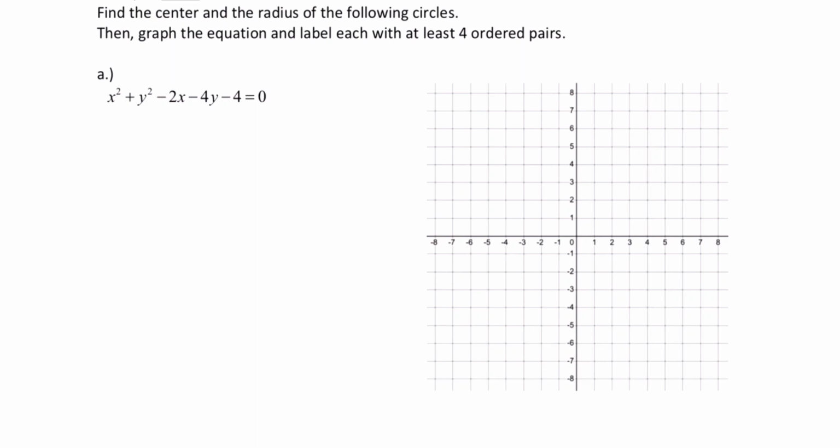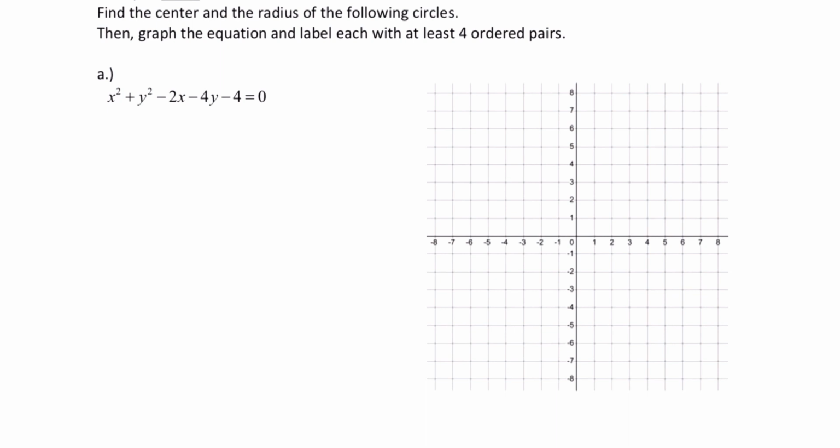Find the center and radius of the following circles, then graph the equation and label each with at least 4 ordered pairs. Notice that this equation is given to us in general form. We want to put this in standard form so that we can more easily see the center and radius.